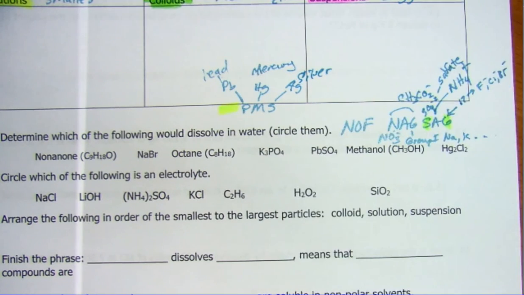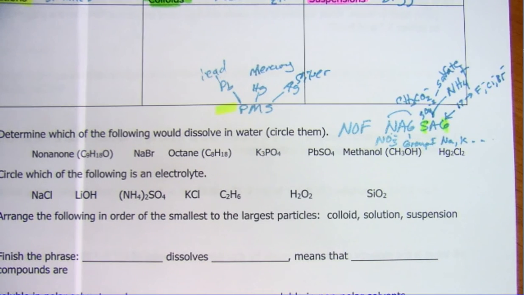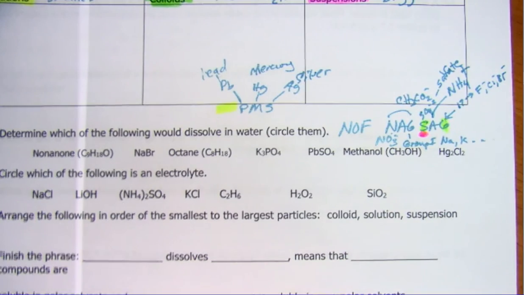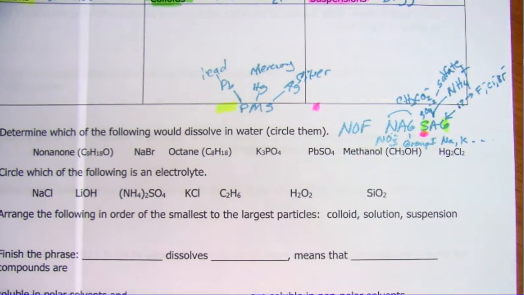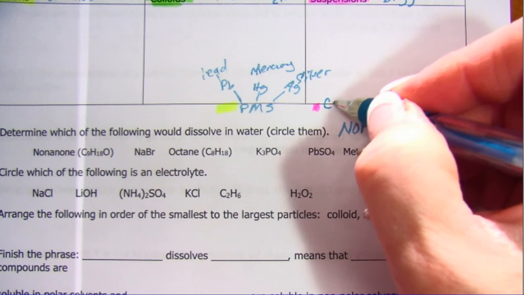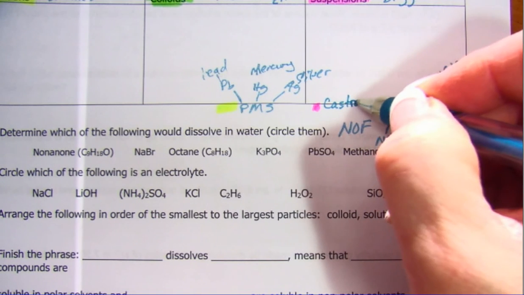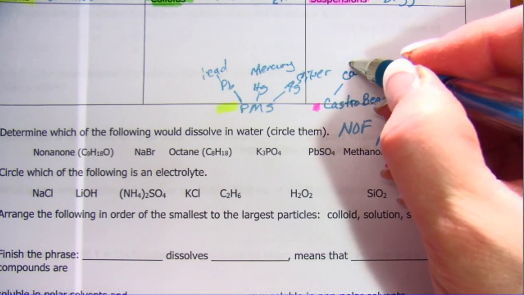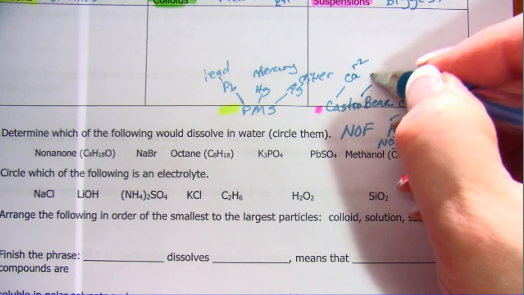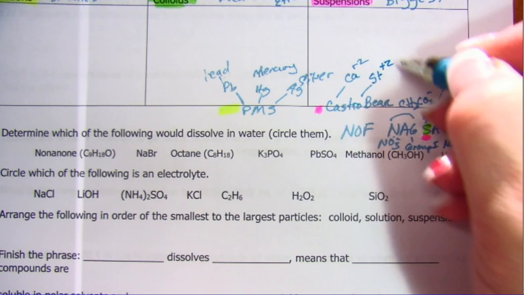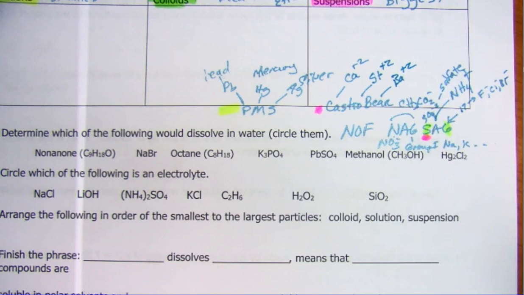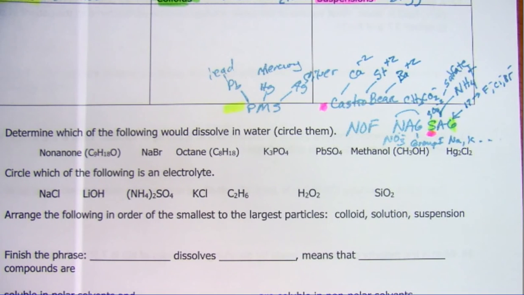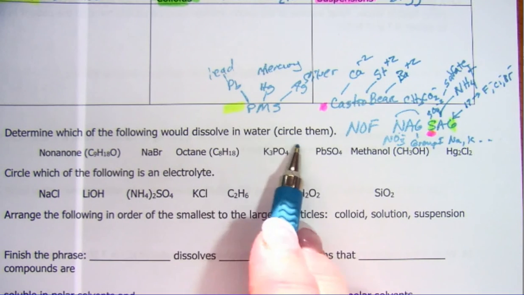The other one is the only problem with the sulfate. I'll put that right here, and that is CaSrBa. That's representative of calcium, strontium, and barium. And they're not soluble with sulfates. Okay, so having that background really quickly, we're determining what's soluble in water.